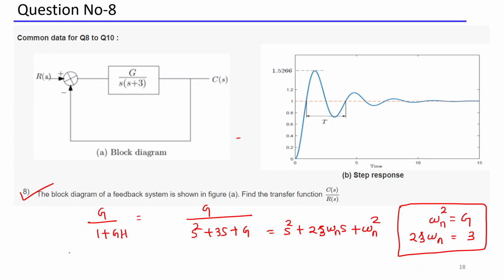Yes, sir. Now, for percentage peak overshoot, what is the formula we told you, sir? e to the power minus pi zeta. First of all, the transfer function is clear, sir. In this question, he's asking to find the transfer function. So for the transfer function, I think this one is the answer, right, sir?